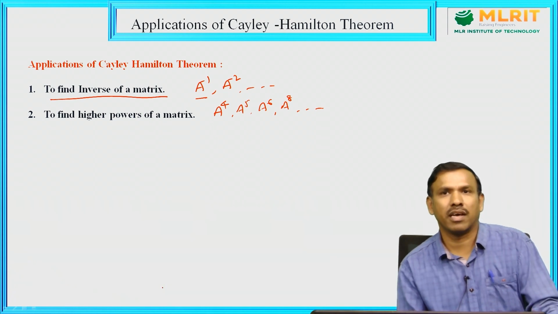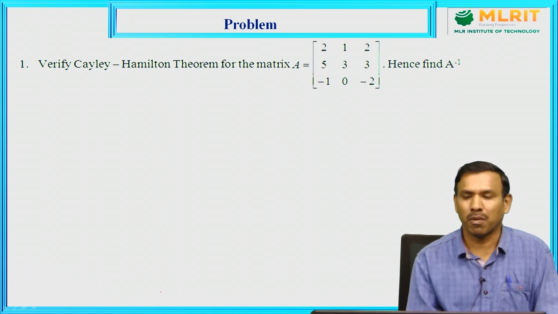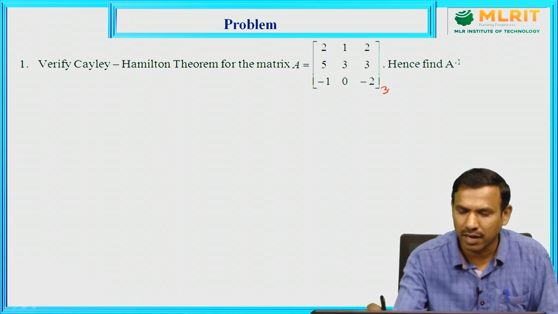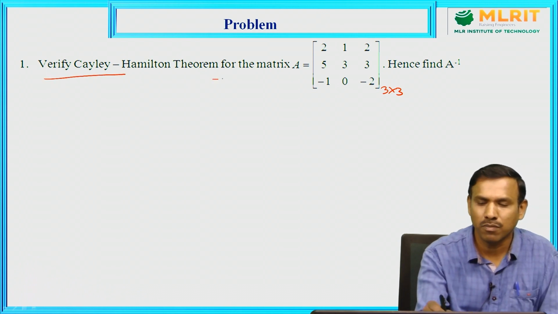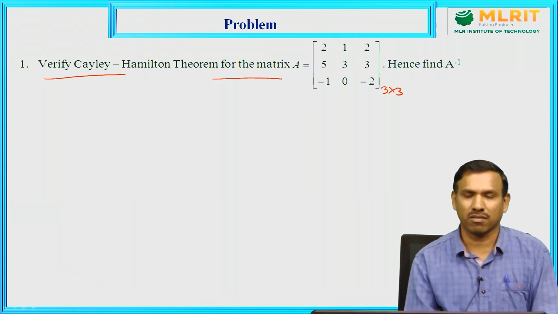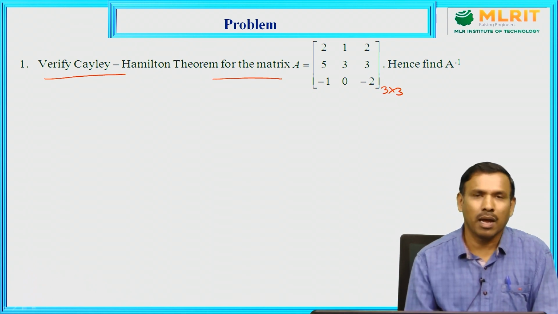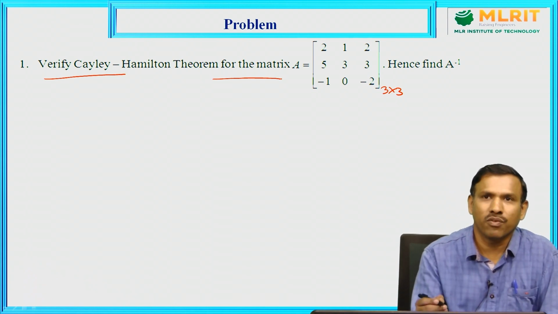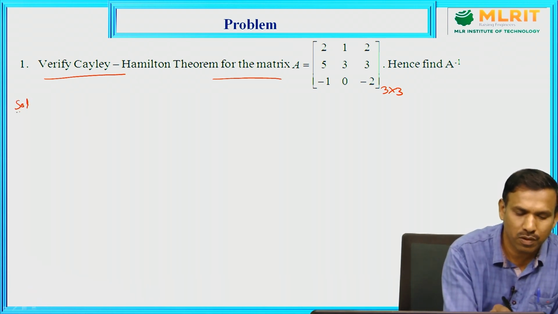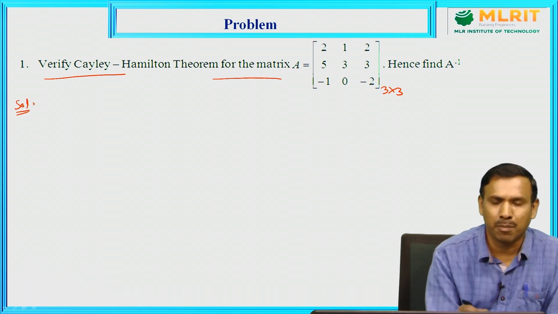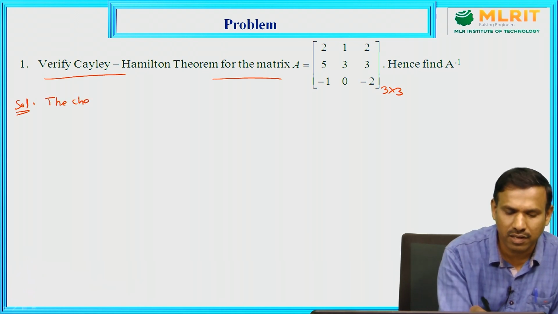Now, let us explain with this problem. Let us take one small problem here. I am taking a 3 cross 3 matrix and asking: verify the Cayley-Hamilton theorem for this square matrix, and find A inverse using the Cayley-Hamilton theorem. For this, what do we require? The characteristic equation. Let us start the problem. To apply the Cayley-Hamilton theorem, we need to find the characteristic equation.